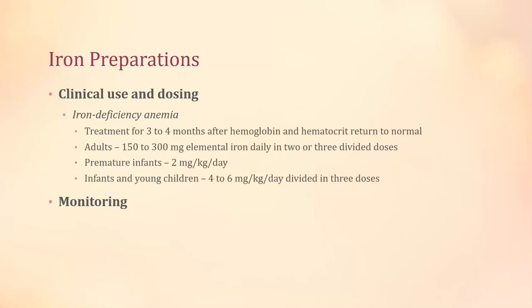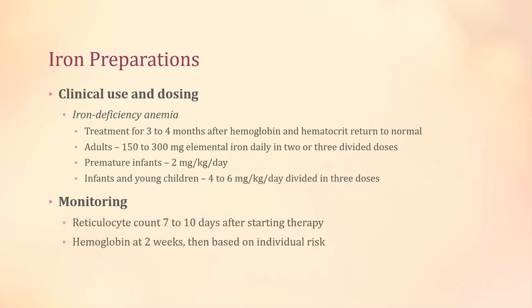Iron preparations are used for iron deficiency anemia. Treatment is for 3 to 4 months after hemoglobin and hematocrit return to normal. Adults, about 150 to 300 mg elemental iron daily in 2 to 3 divided doses. You will monitor a retic count 7 to 10 days after starting therapy, hemoglobin at 2 weeks, then based on the individual's risk.